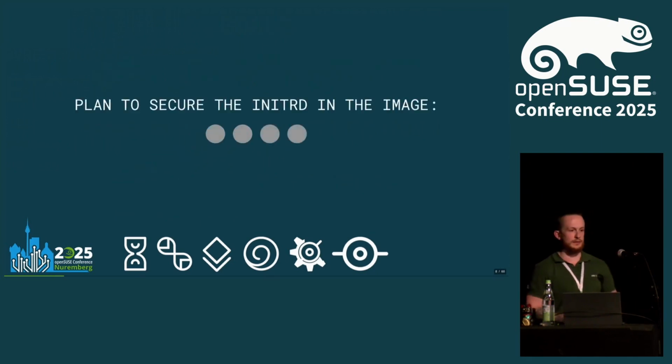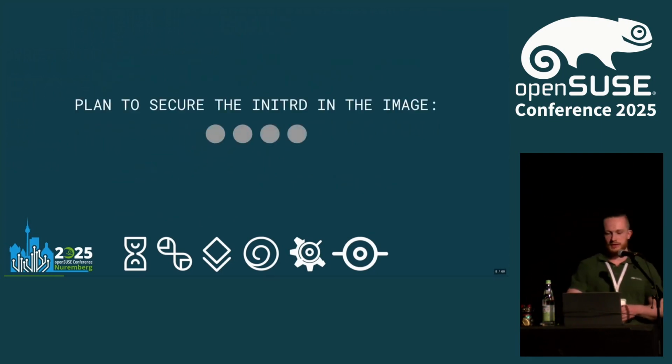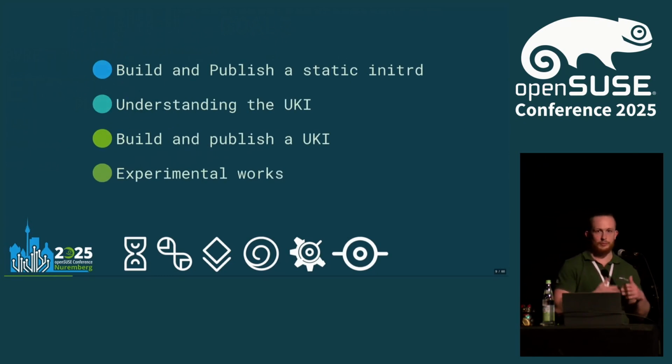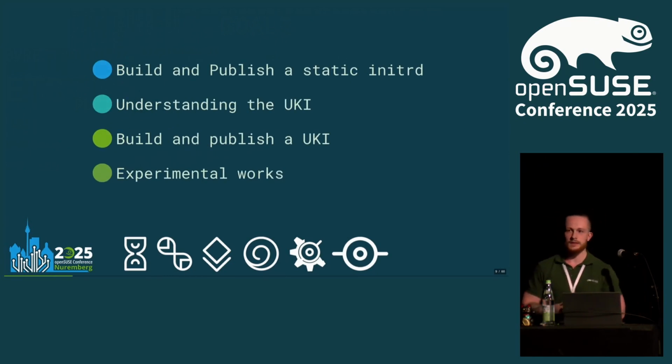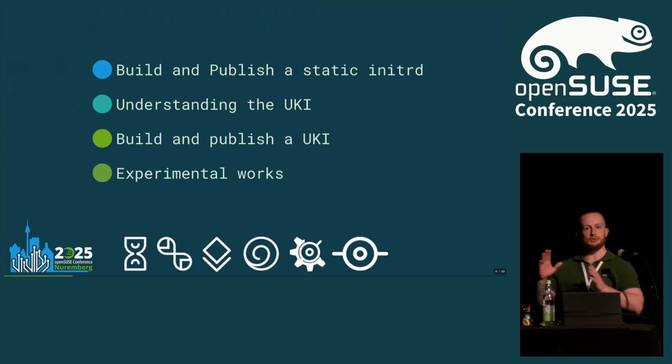So here is the plan to secure the image. First, I will show you how we can build and publish the static initrd. Then, after seeing some limitations, we will go to the Unified Kernel Image section, where I will show what it is, how it can be built and published, and some work in progress, some experimental work.